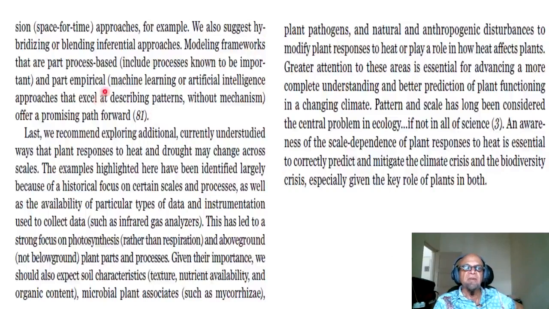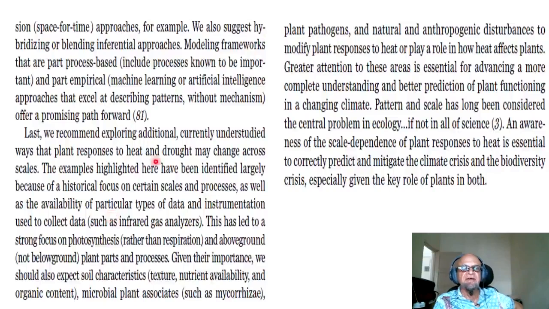Modeling frameworks that are part process-based, so that include processes known to be important, and part empirical, so machine learning or AI approaches that excel at describing patterns without really knowing anything about the mechanism. So they are physics agnostic or mechanism agnostic. They just look at the data and extract information. But these offer a promising path forward, and already they are being applied in many ways.